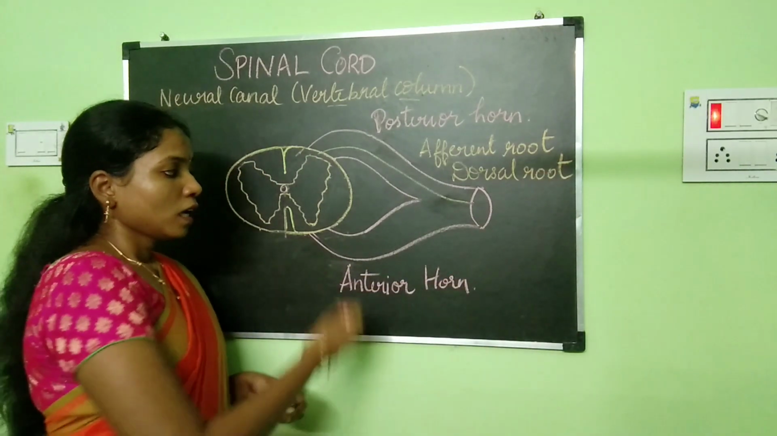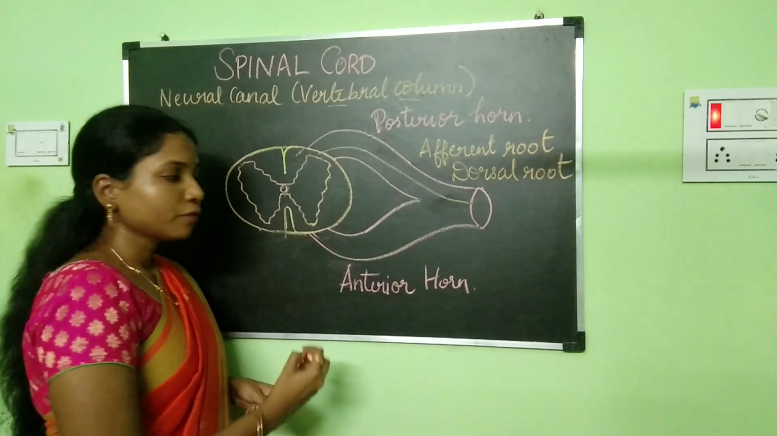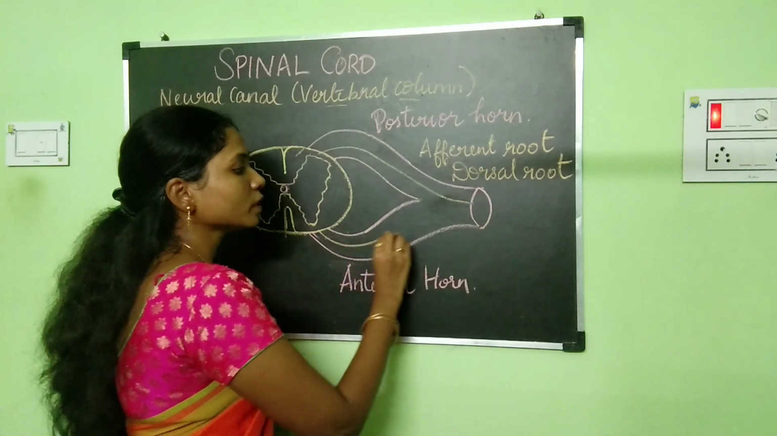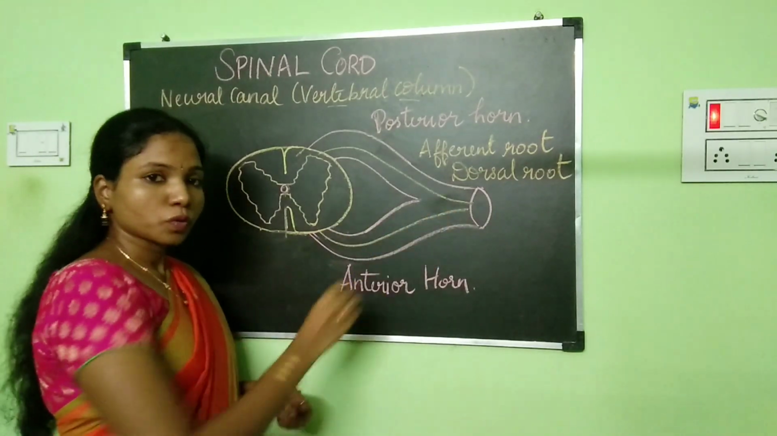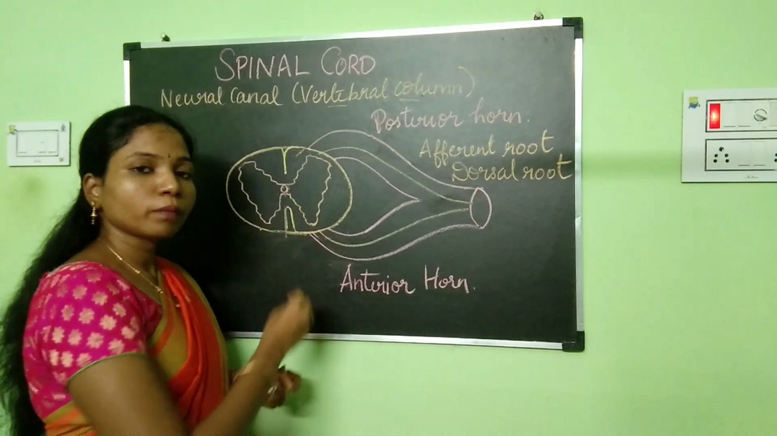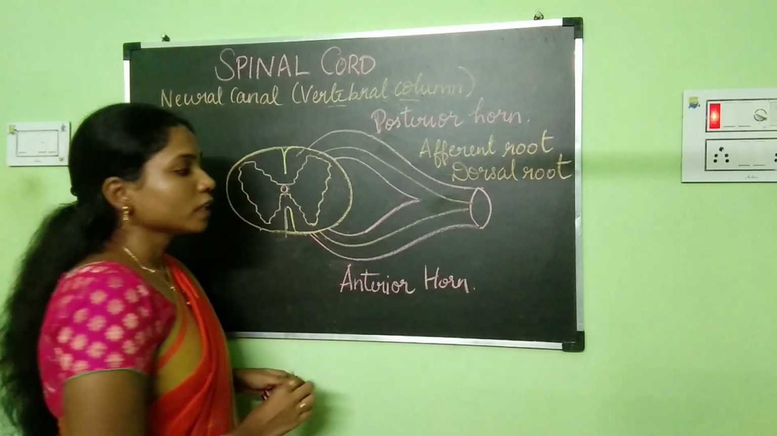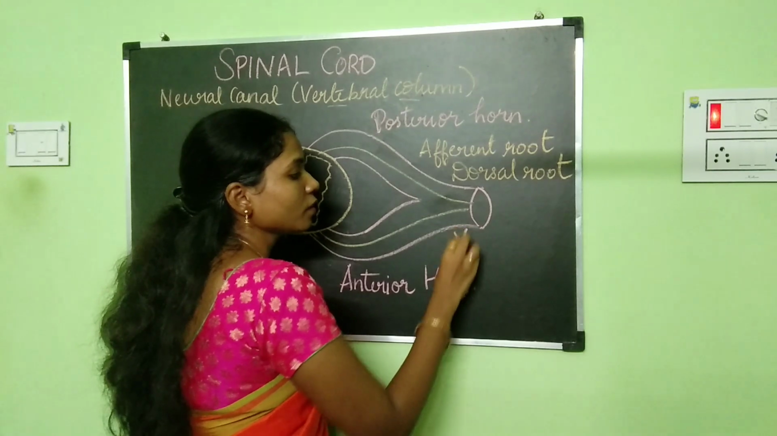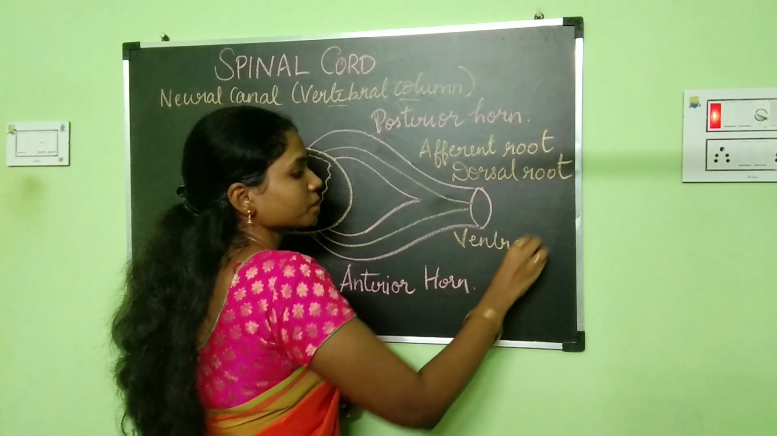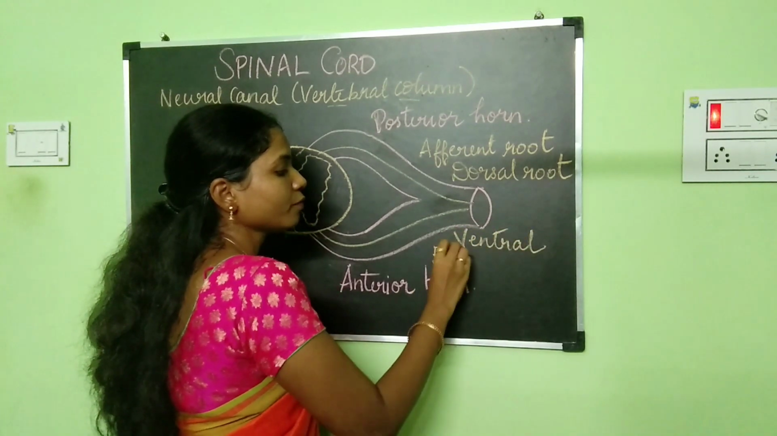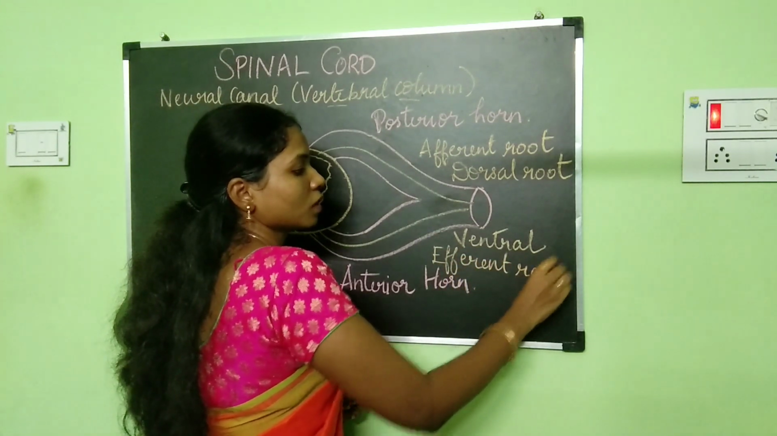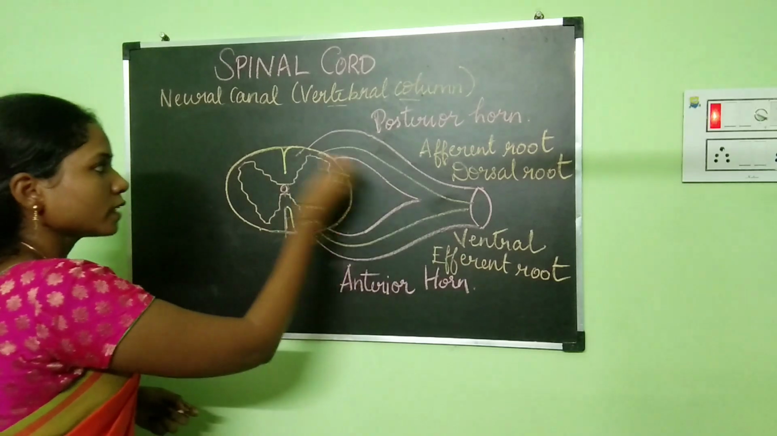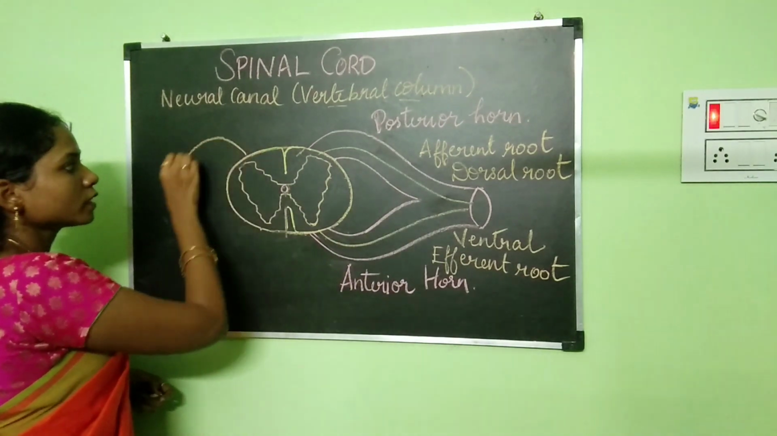And then there will be a bundle of nerve fibers which is going out of the anterior horn, and this route through which the bundle of nerve fibers are moving outward is called the ventral route or the efferent route. Okay, I will draw the same horns here also on this side.